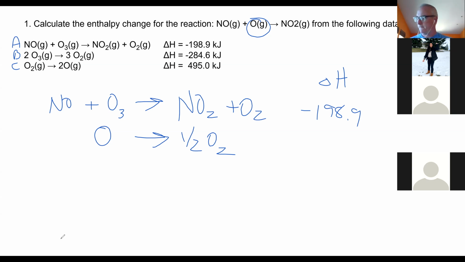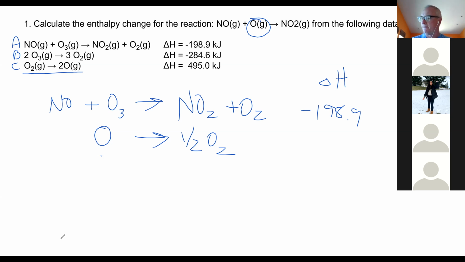495. Nope. That's the delta H for this reaction, not this reaction. 142. Negative 247.5. There you go. Yeah, it has to be negative because we flipped it. Before, it's an endothermic reaction. And if you look at it, that makes sense, right?